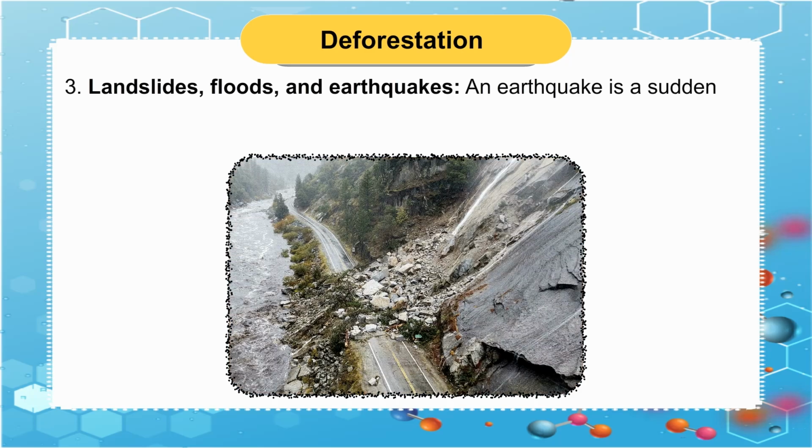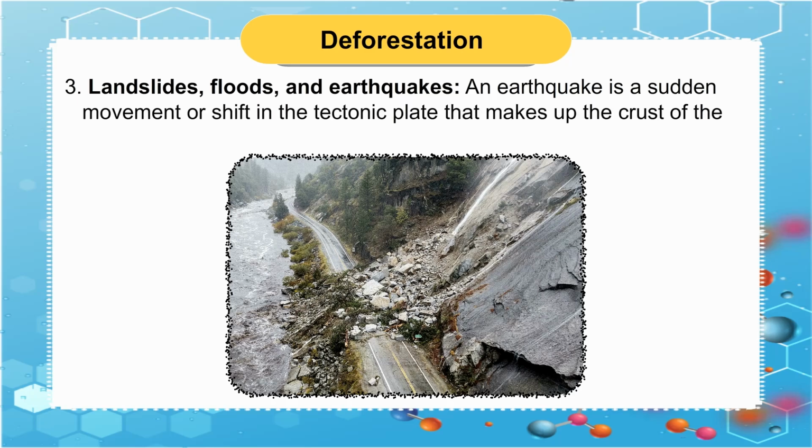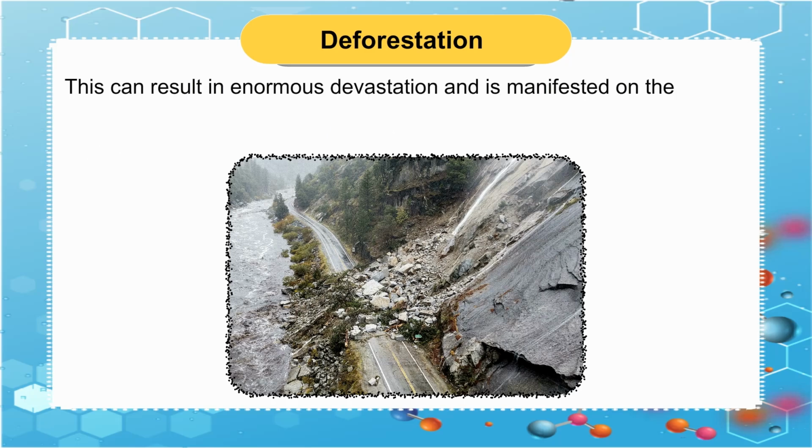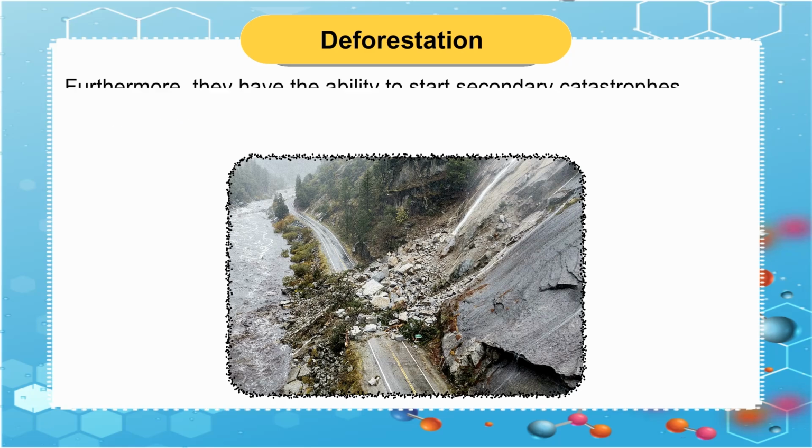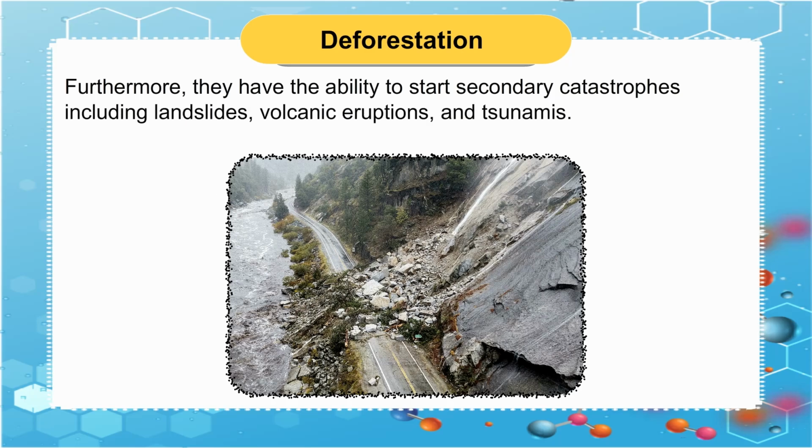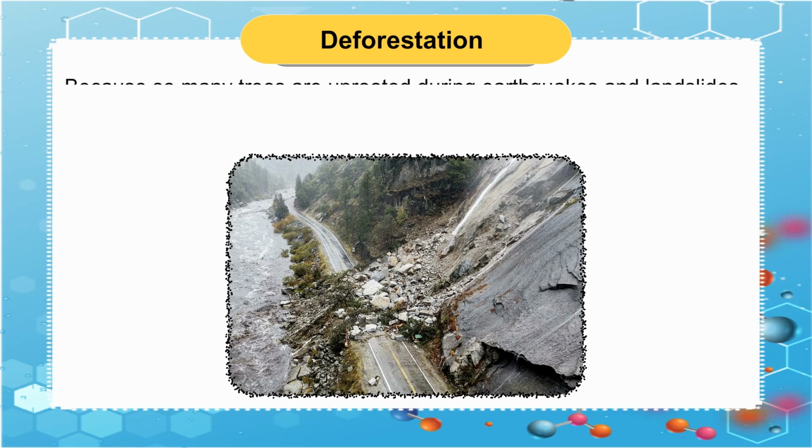3. Landslides, floods, and earthquakes. An earthquake is a sudden movement or shift in the tectonic plates that make up the crust of the earth. This can result in enormous devastation and is manifested on the surface as the ground moving and shaking. Furthermore, they have the ability to start secondary catastrophes including landslides, volcanic eruptions, and tsunamis.